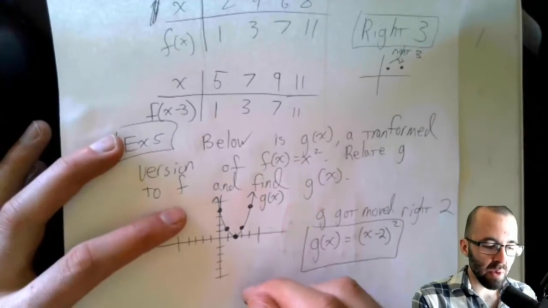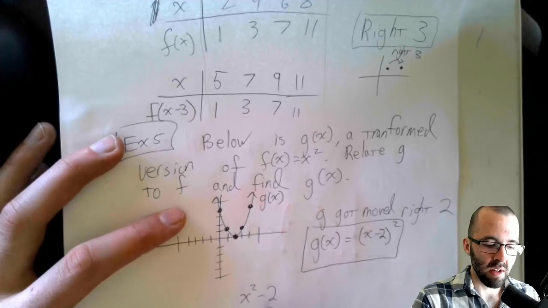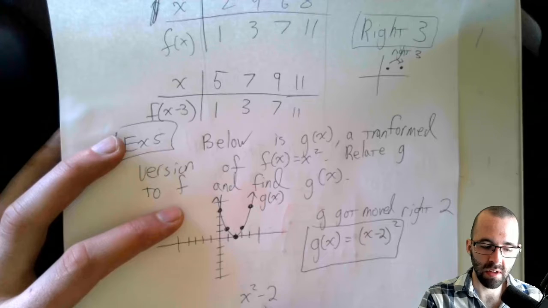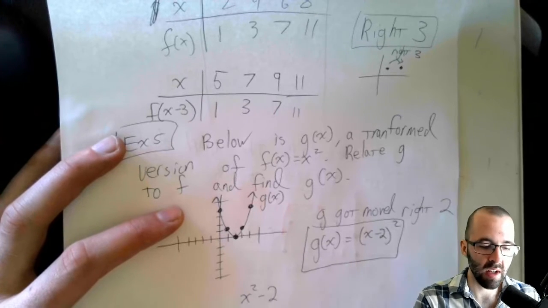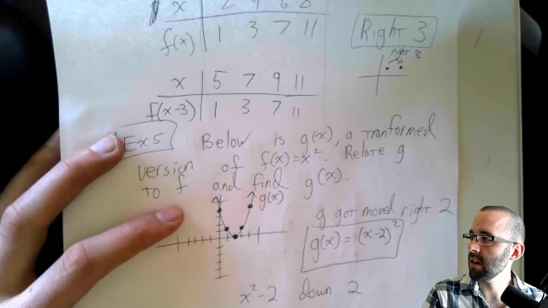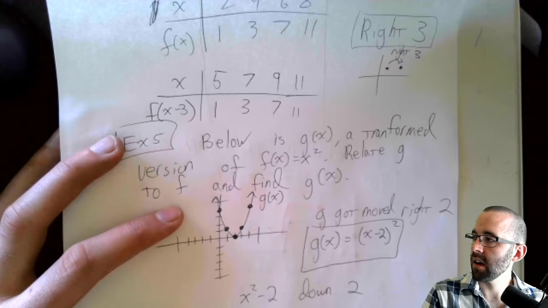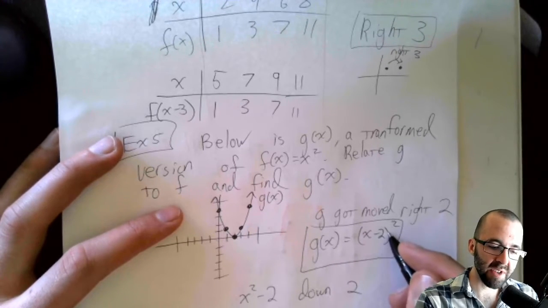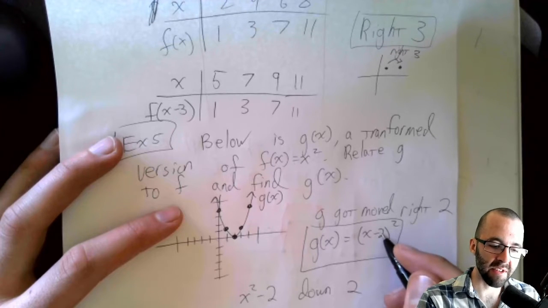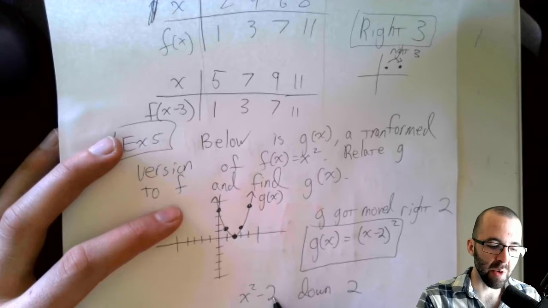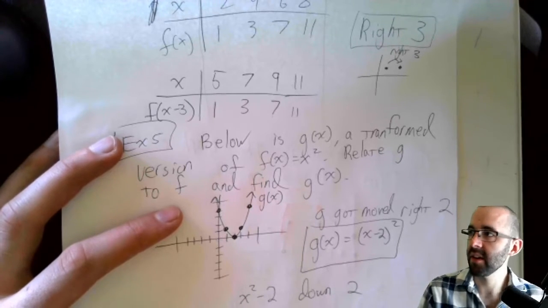If we said it was x squared minus 2, then this would be subtraction on the outside of the function, at the end of the function. And this right here is down 2 units. But here, because it's on the inside of the squaring, that means it's going horizontally. But here it's on the outside of the squaring, so it's going vertically. Good question. Thank you.